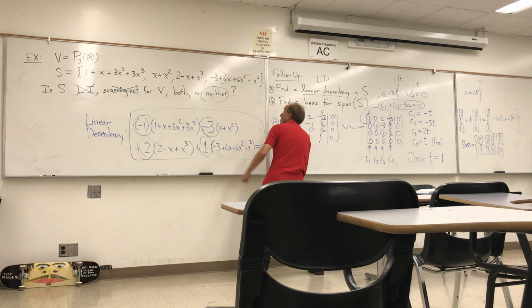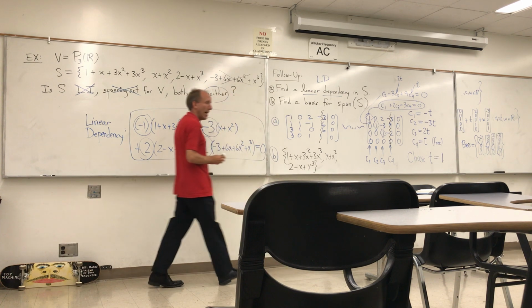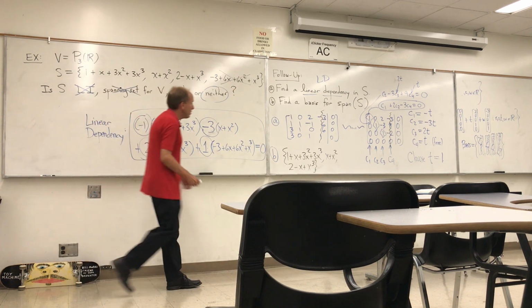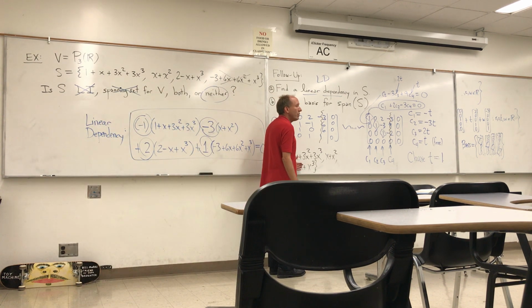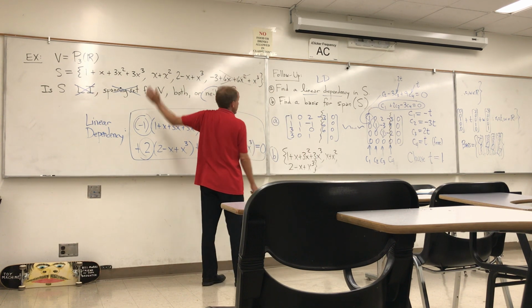The basis is going to be, the first vector is 1 plus x plus 3x squared plus 3x cubed. And then the second vector is x plus x squared. And then the third one is 2 minus x plus x cubed. And the last one, oh, that's it. We don't have the last one. We're dropping the last one. And so this is now your basis. The dimension of the span of S is only 3.